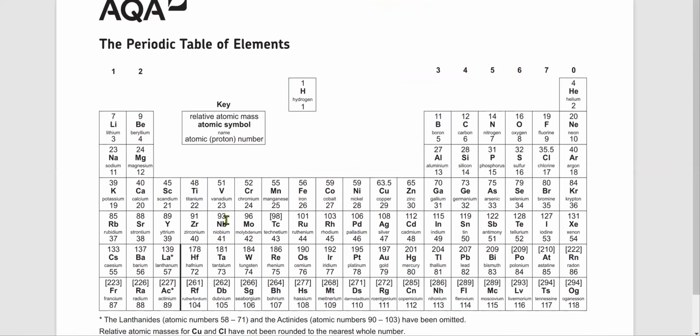It's in the fourth shell, right? So it's in period number 4. This is period number 4, from potassium to krypton over here. So this is period number 4.